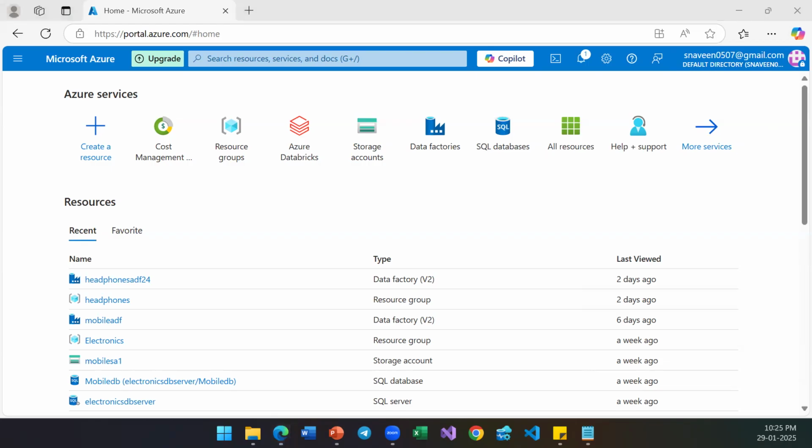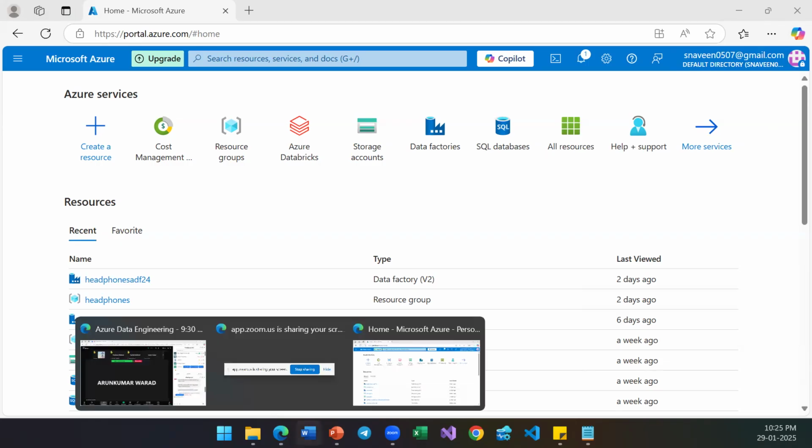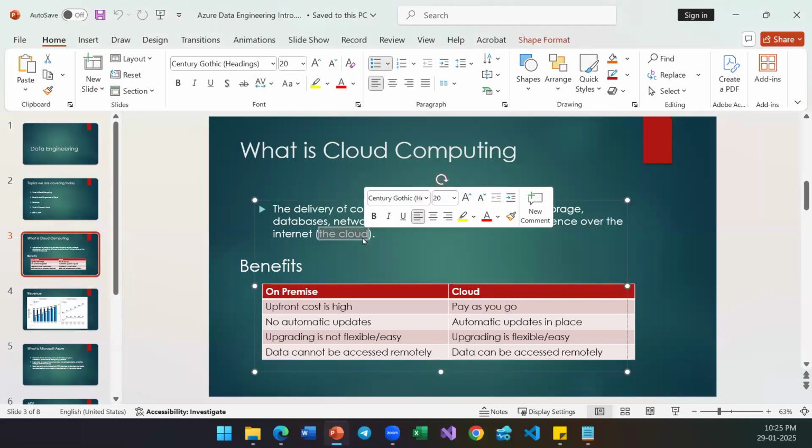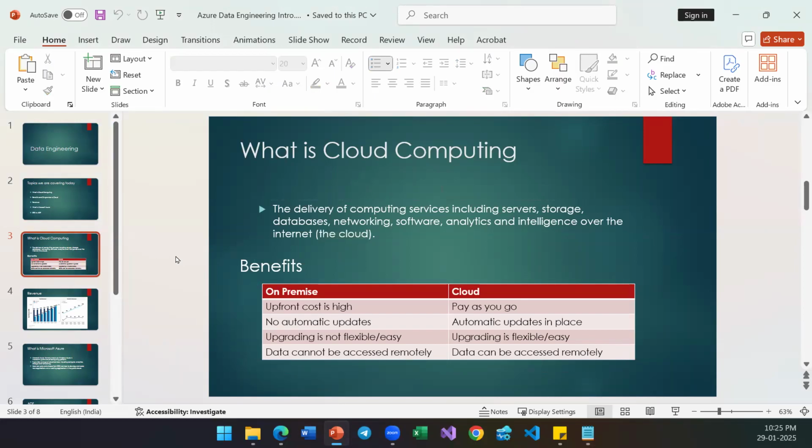Shiva, you have told that on-premises requires internet, but the cloud also requires internet, no? No. See, cloud requires internet. Over the internet, it is called cloud. Maybe you said it vice versa. Okay, sorry, I will make the correction. Okay, sure.